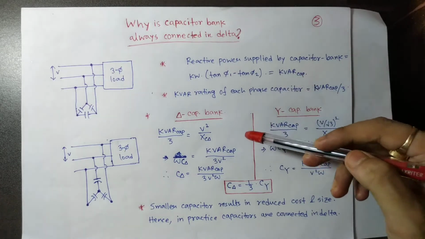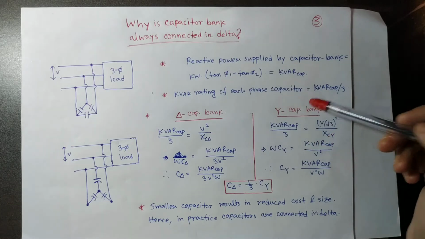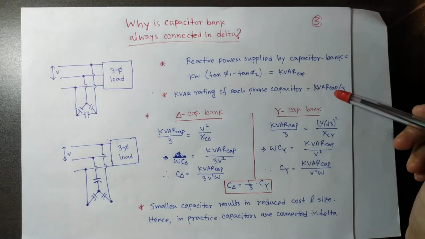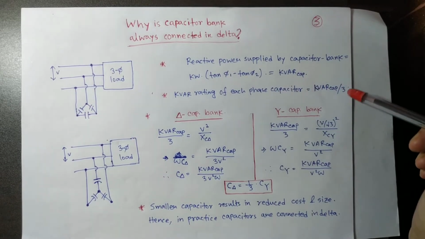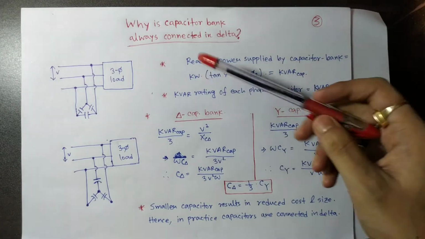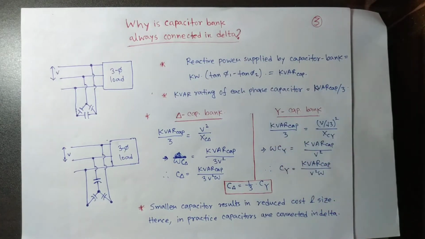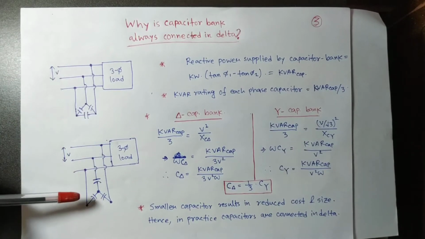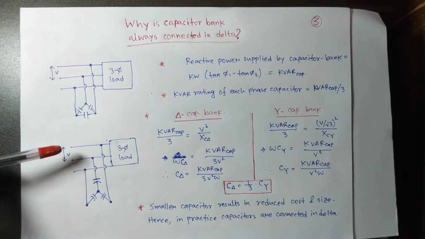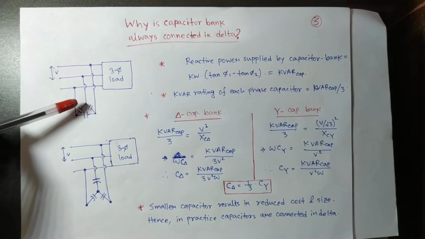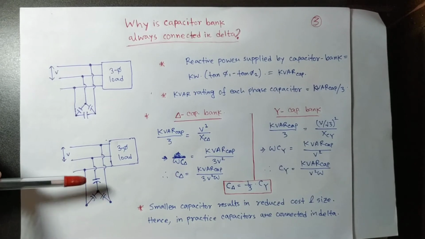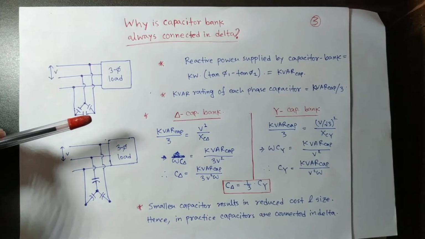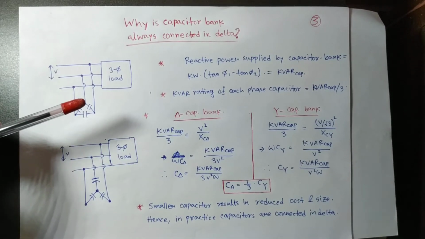Okay, now the kVAR rating of each phase capacitor, talking about a three phase system, will be kVAR cap by 3. Alright, now talking about the capacitor bank, in a three phase system the capacitor bank can be arranged in two ways. One is delta and one is star, right? So here V is the line voltage, and here it is connected in delta fashion, here it is in star fashion. We'll check both the cases, find the required value of capacitor for both, and then make a comparison.